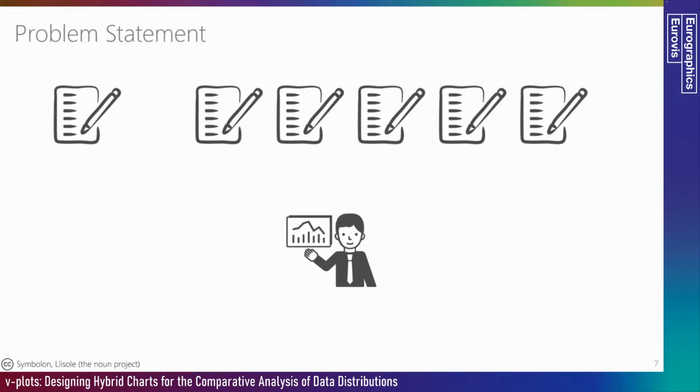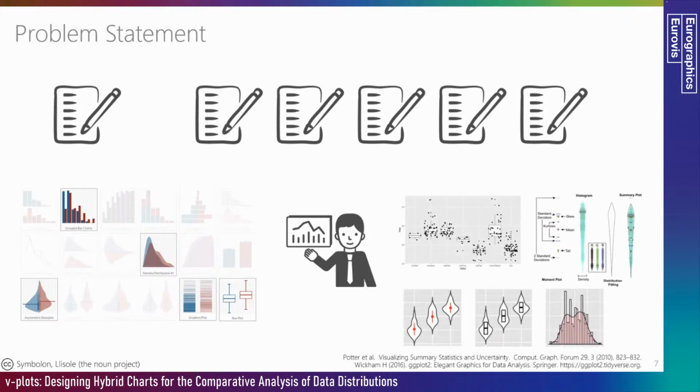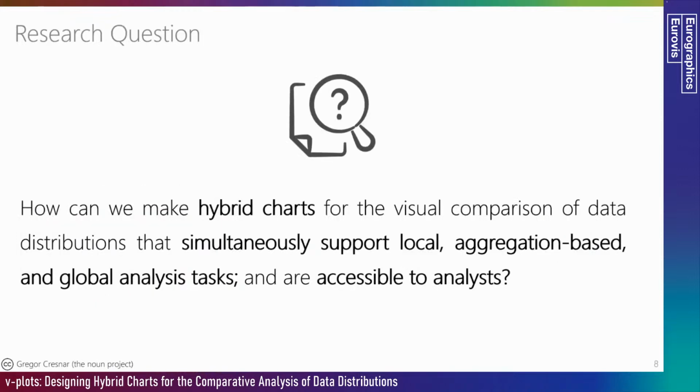Analysts are then faced with one of two choices: either use multiple charts to communicate their analysis on different levels, or design an expressive hybrid chart tailored to their analysis needs. Although hybrid charts have shown to be very effective, most people do not have access to them. In addition, analysts have to rely on experience and knowledge about descriptive statistics when choosing appropriate designs. In our paper, we therefore tackle the following research question. How can we make hybrid charts for the visual comparison of data distributions that simultaneously support local, aggregation-based, and global analysis tasks and are accessible to analysts?